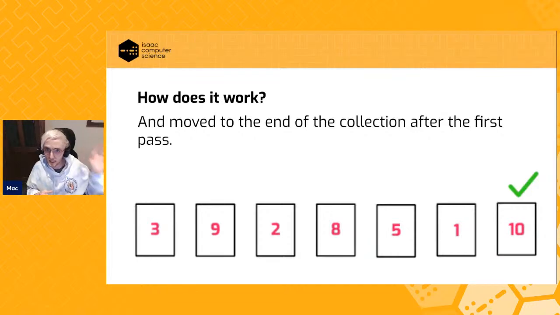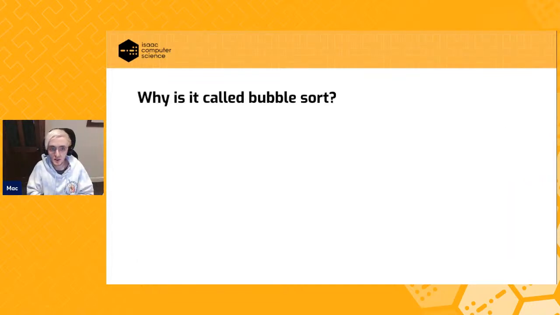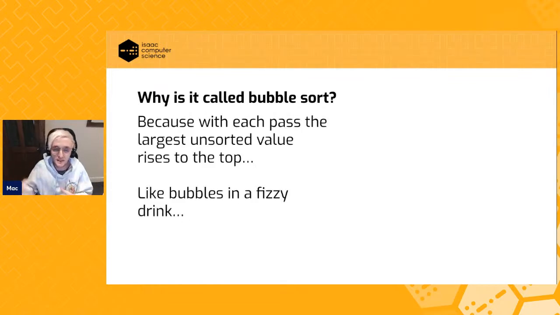I'm going to take a pause here and answer one of our key questions from the beginning, which is, why is it called bubble sort? When the people came up with this algorithm, they needed to come up with a name for it, and they thought, what does this resemble? This sort of largest item moving to the end of the list. And they thought, it's a bit like bubbles in a fizzy drink.